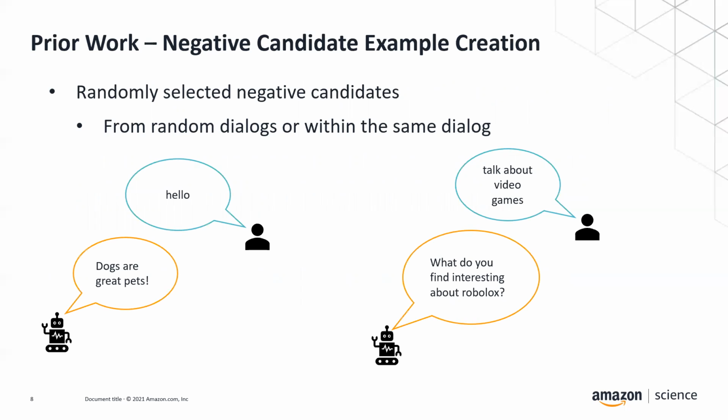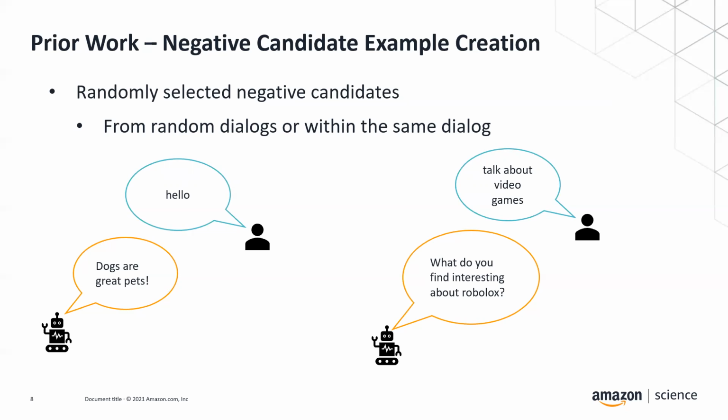A lot of prior work in response selection has focused on creating negative candidates for training. One approach is to randomly select negative candidates from, let's say, random dialogues. An issue with this is, like in the dialogue here on the left where the user says hello, a randomly selected response can be completely off topic, and so could be really easily identified by a response selection model as a bad response. We want stronger candidates to train our model because at every turn, all the responders that we have see the exact same dialogue context.